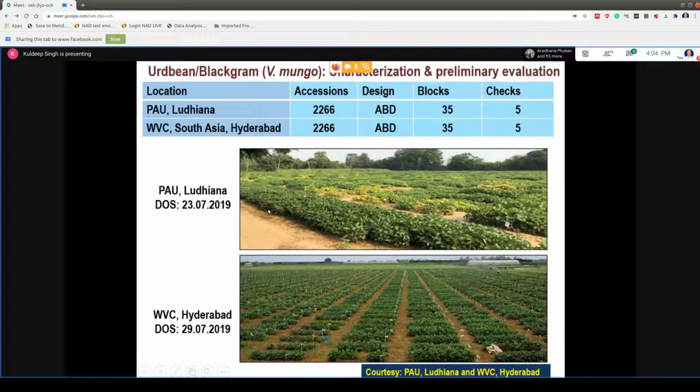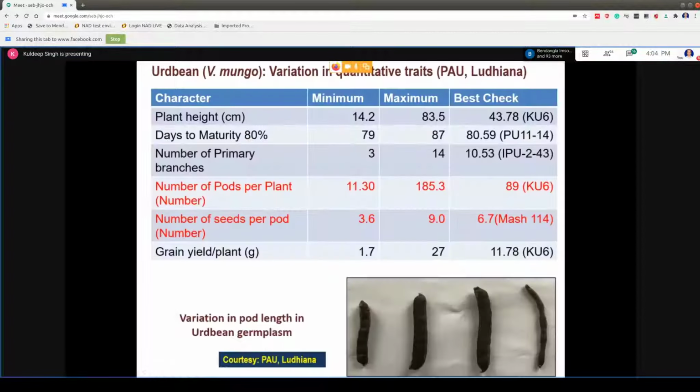So we'll be genotyping all of them. We are phenotyping all of them. Have a look at the variability. See the number of pods per plant. The minimum number of pods per plant was 11 to as high as 185. Number of primary branches. These are the traits we really need to look at now. We are actually characterizing all our germplasm.